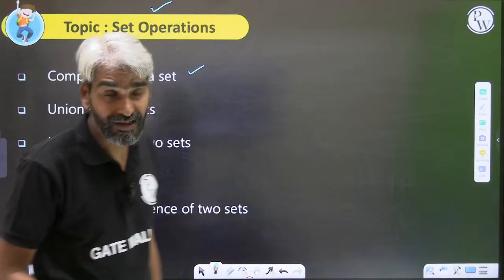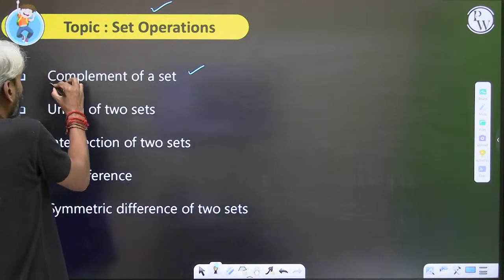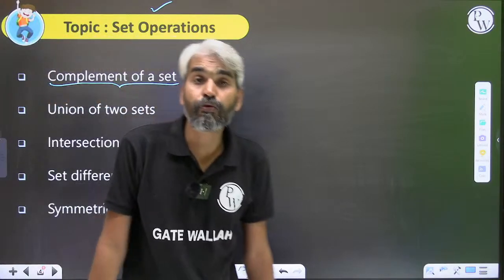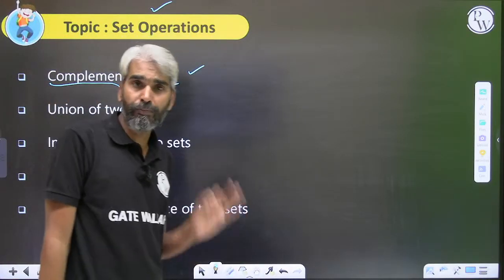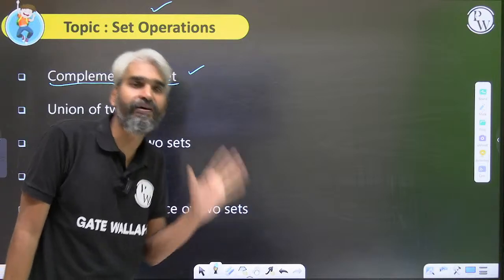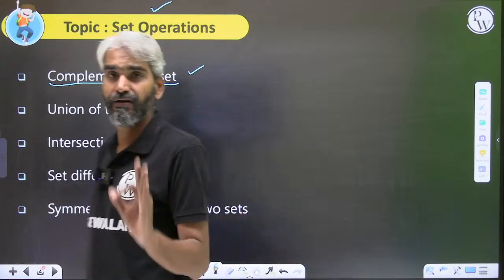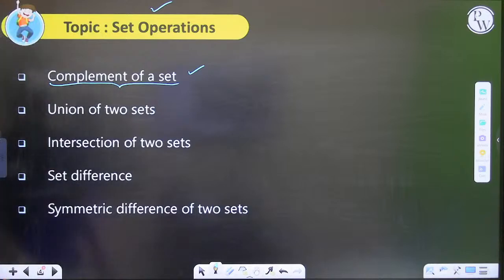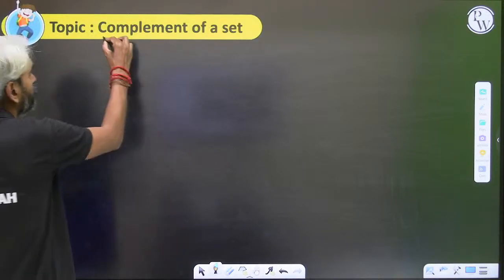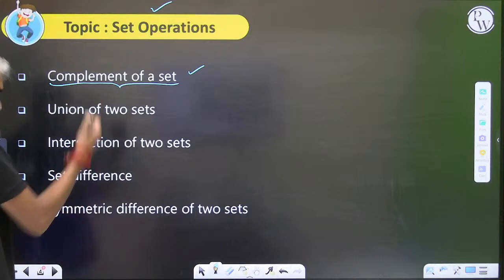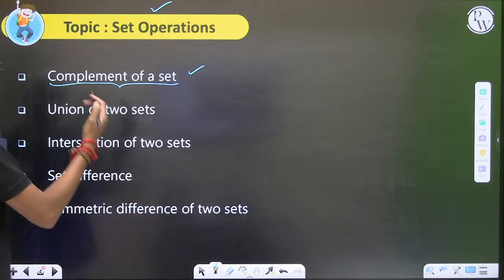So please, the very first thing which you need to understand is, to determine the complement of a set, you will first require the universal set. Complement of a set will always be defined, no matter what, with respect to the universal set. Let's try to understand this. So what are the different operations? Let me first name them, and then we'll discuss them one by one. So complement of a set.